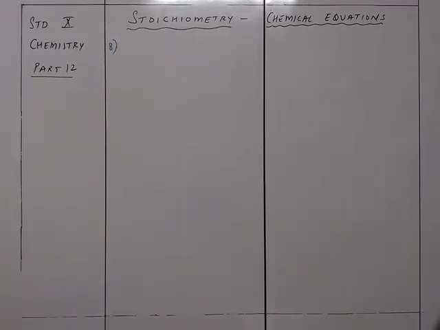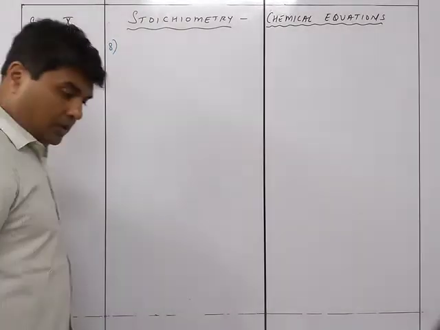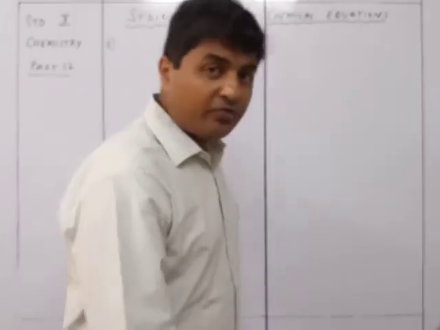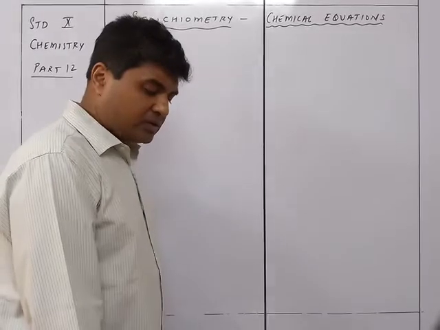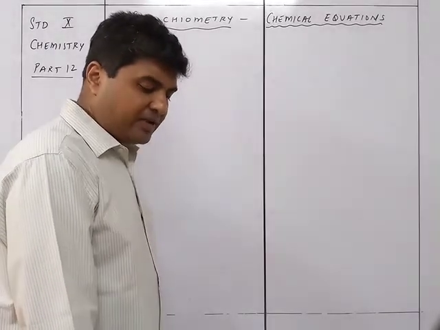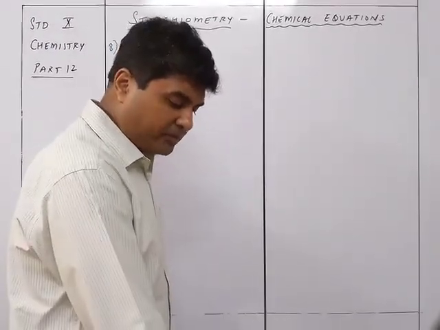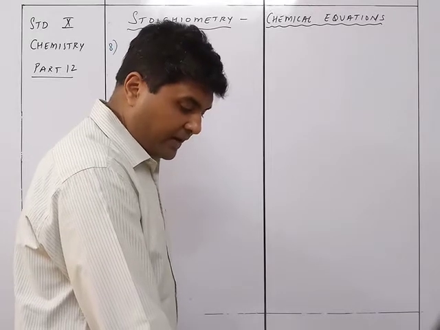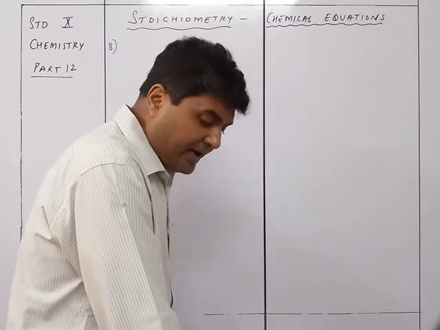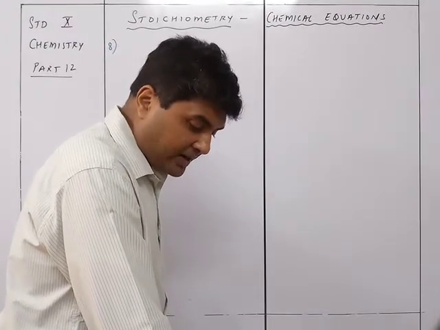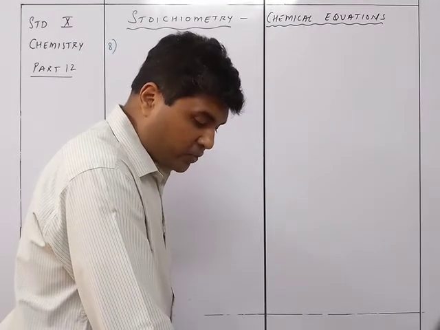So we continue with sum number 8. Calculate the weight of ammonia gas required for reacting with sulfuric acid to give 78 grams of fertilizer ammonium sulfate, obtained when 32.6 grams of ammonium chloride reacts with calcium hydroxide during the laboratory preparation of ammonia.